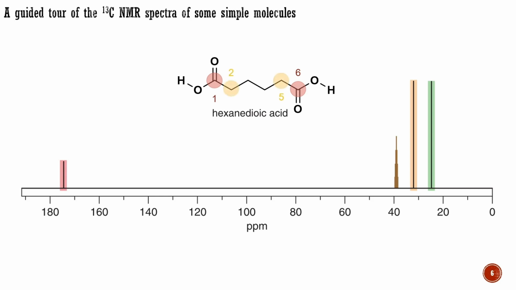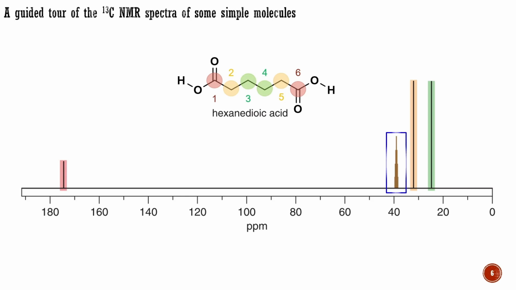These are all in the saturated region, but the carbons next to the electron-withdrawing carboxyl group will be more deshielded than the others. So we assign C2 and C5 to the peak at 33 ppm and C3 and C4 to the peak at 24 ppm.